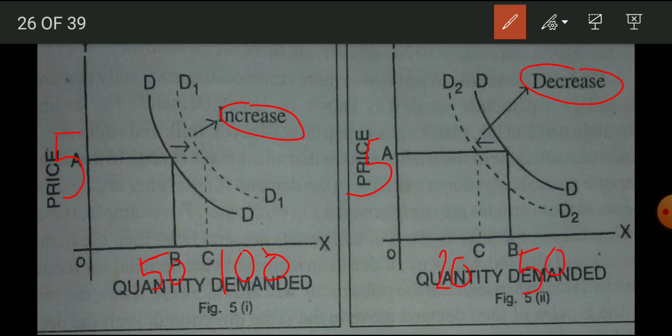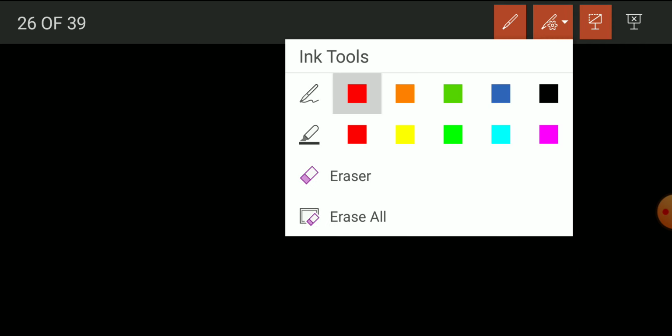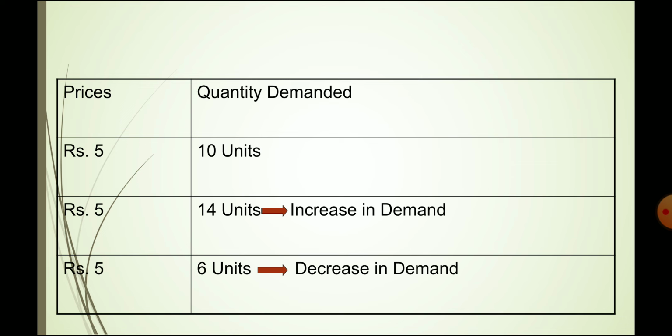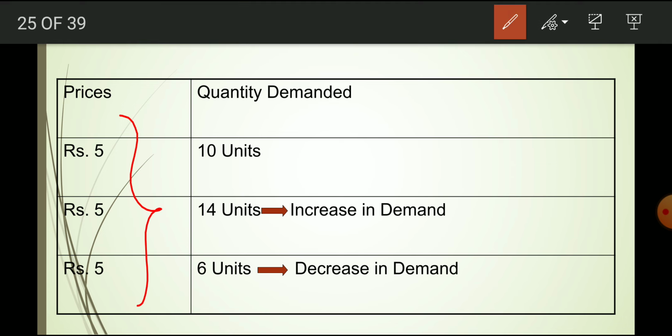Then there is increase and decrease. In increase and decrease, the price has to remain constant, rupees 5 for example, meaning no change in price. The price remains constant, but demand will still increase or decrease due to change in other factors. Other factors means, if your income changes, demand also changes. If your taste and preference change, demand also changes. If the price of related commodities changes, demand also changes.